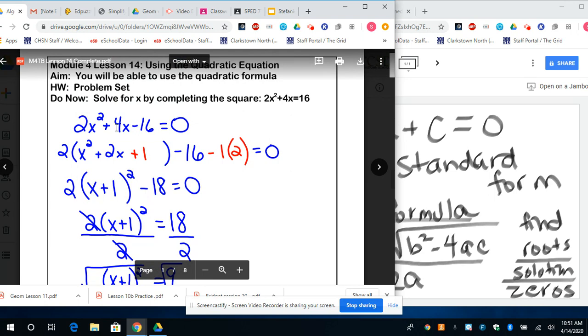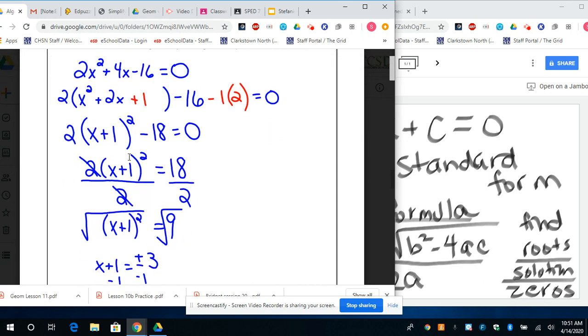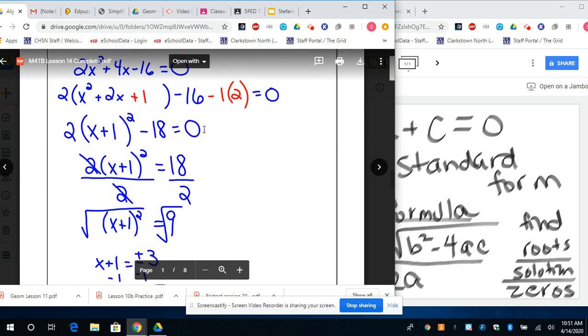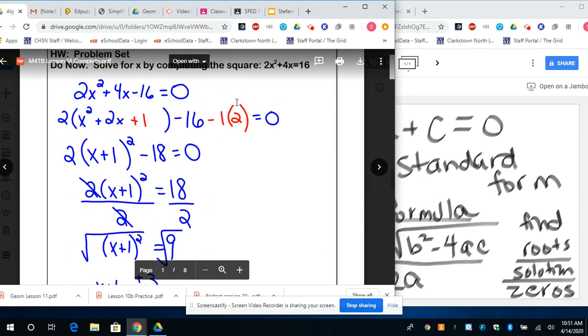Remember, b divided by 2. Factor out first. Look back at the notes for this. Remember, you want the opposite when it's an expression, when it's in the red.